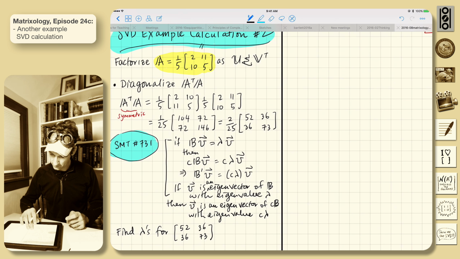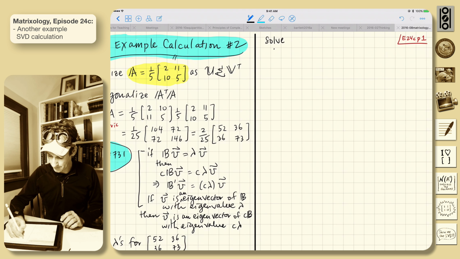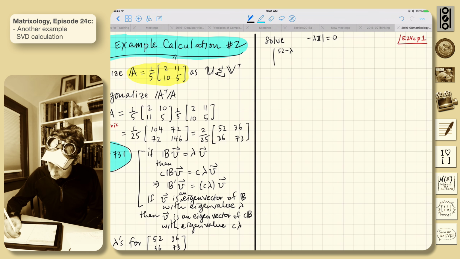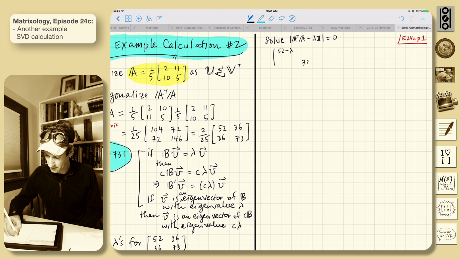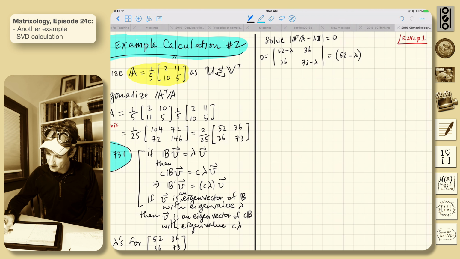Okay, so finding eigenvalues, we know all about it. We solve the determinant of A minus lambda times the identity equal to 0. Well, that's the general statement. We're actually doing, of course, in this particular case, A transpose A. So 52 minus lambda, 73 minus lambda, and then 36 and 36. We set that to 0. So let's work through this. 52 minus lambda times 73 minus lambda, minus 36 squared.